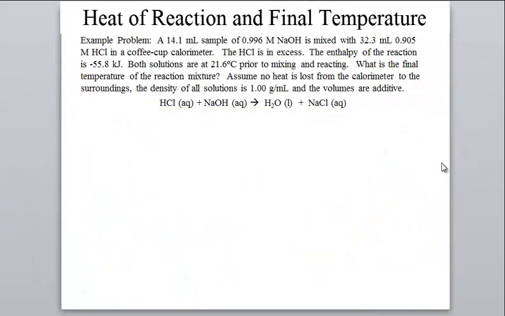Shown on this slide is another embedded practice problem. Go ahead and pause the video and read through the problem and try and figure out what we're trying to solve. What the problem wants you to figure out is the final temperature when these two solutions are mixed.